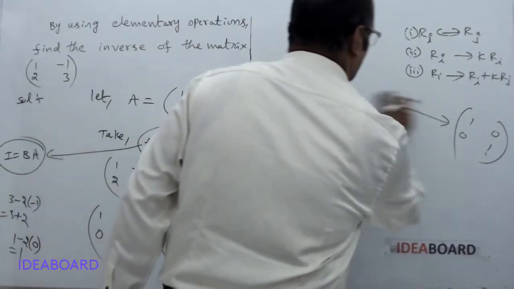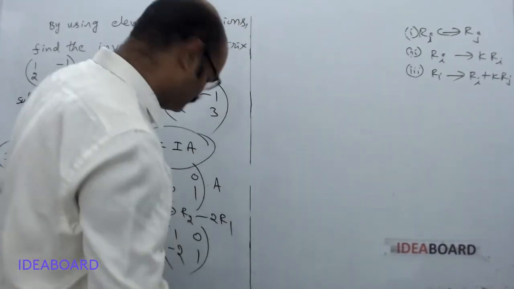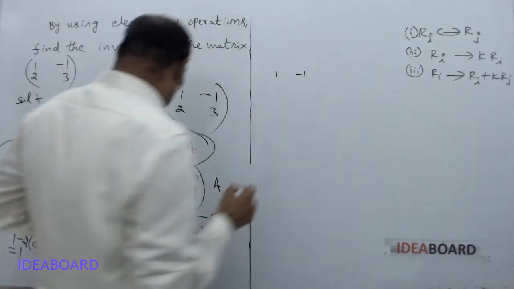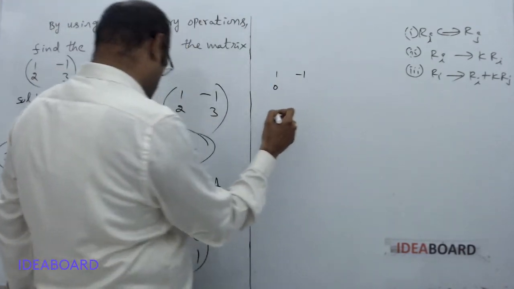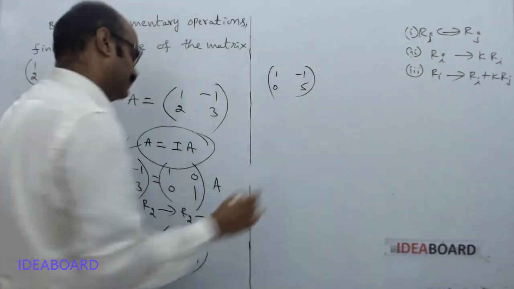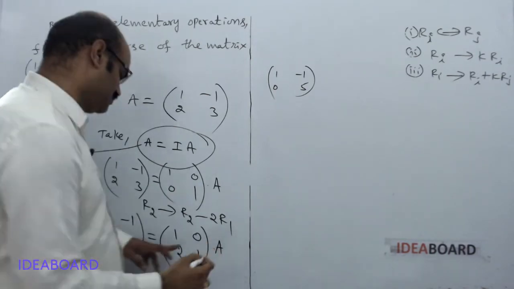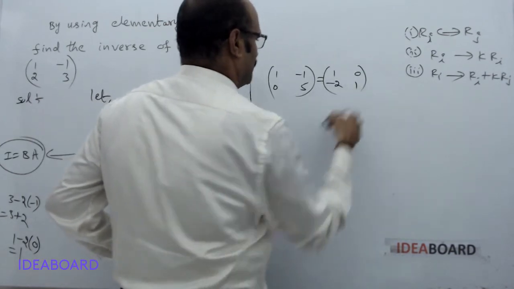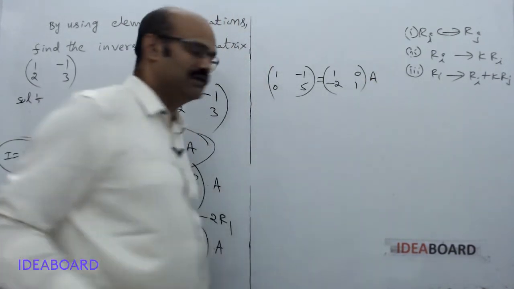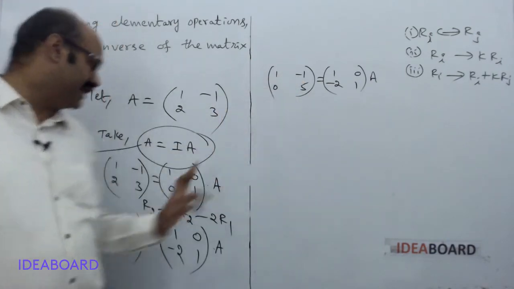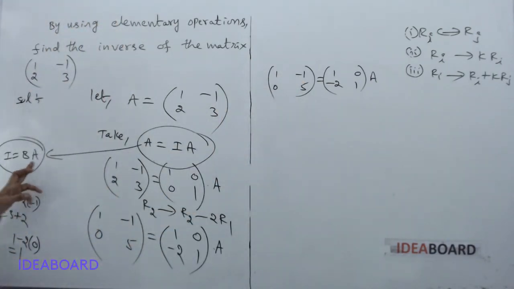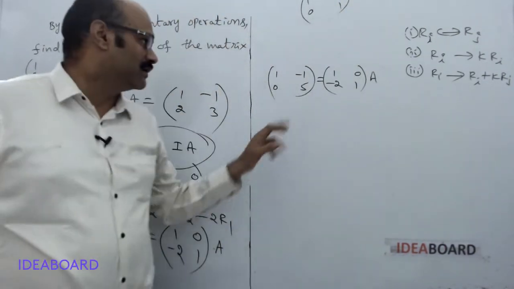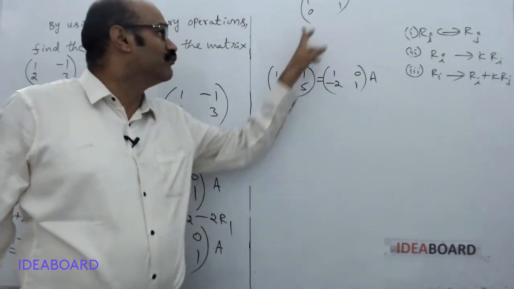Then now we should write this one equal to [1, -1; 0, 5] = [1, 0; -2, 1] into A. Now here our target is, here we should get identity matrix I equal to BA. So we should get 1, 0, 0, 1. Now in the place of 5, here we should get 1.